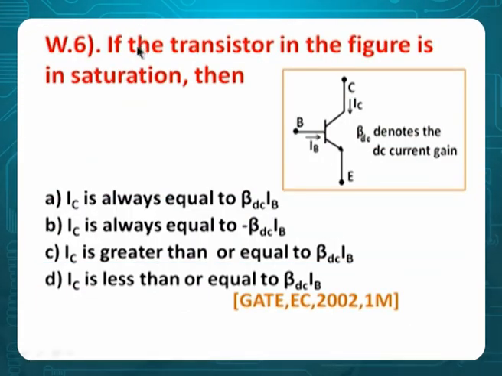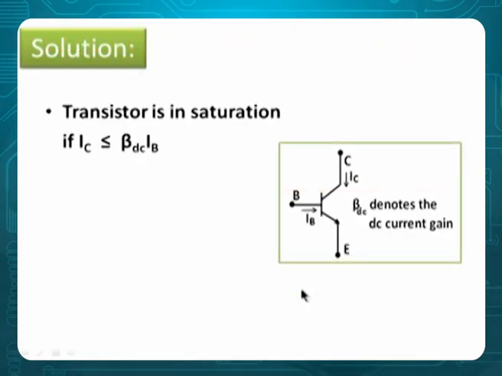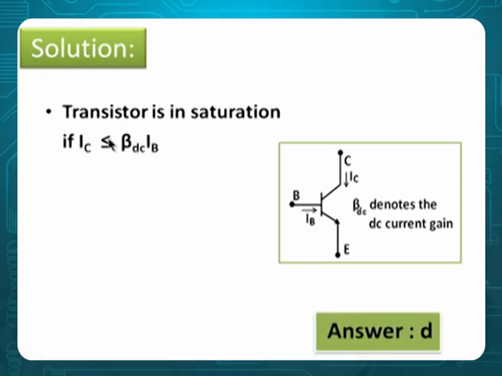Sixth problem. If the transistor in the figure is in saturation, then IC is always equal to beta IB; IC is less than minus beta times IB; IC is greater than or equal to this; IC is less than or equal to beta IB. What's our condition? You know, for saturation, IC is less than or equal to beta times IB. This is required, this is provided. Option is D.